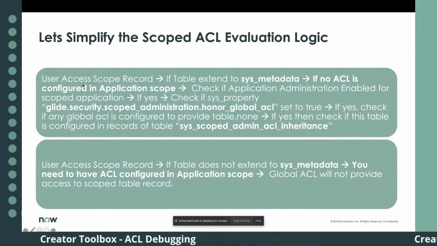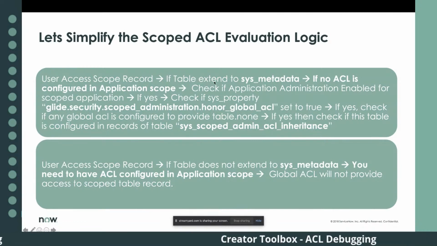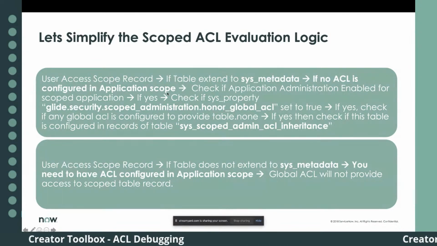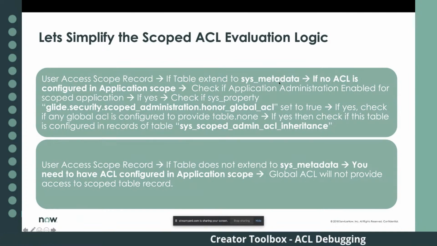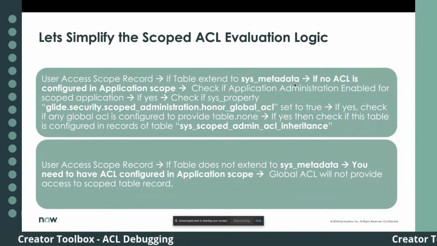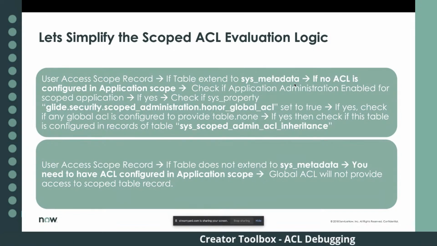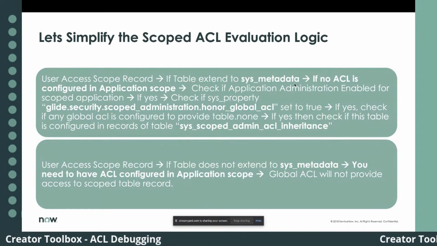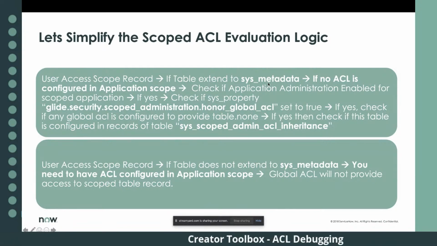As an example, if a user tries to access a scoped record, and there is a table that extends sys metadata, and there is no ACL configured for that application scope, and I have to highlight this, the tables extending sys metadata are the only records that are qualified for global level ACL evaluation, global scope evaluation. Otherwise, all other records won't get qualified for global level ACL evaluations. So the first criteria is whether the table is extending sys metadata.